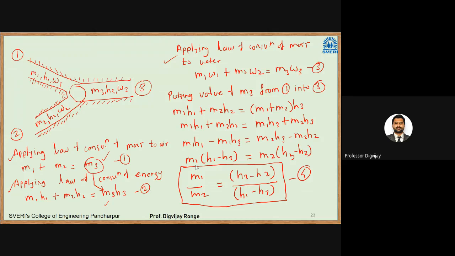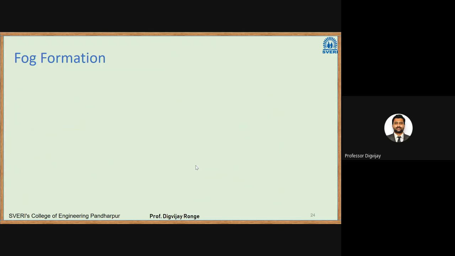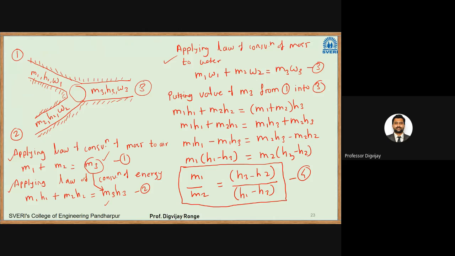Okay, now similarly, wait, so this point is not covered yet. So similarly, if I go putting the value of M3 from equation 1 into 3. In the previous equation, what I have done is I put the value of M3 into equation 2. So this should be here 2 into 2.